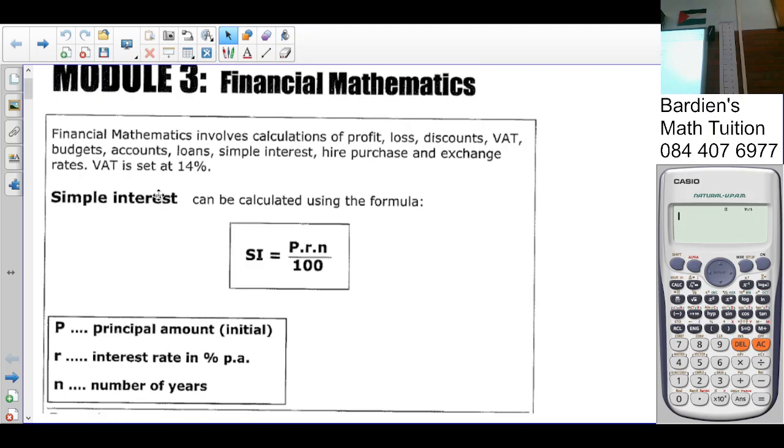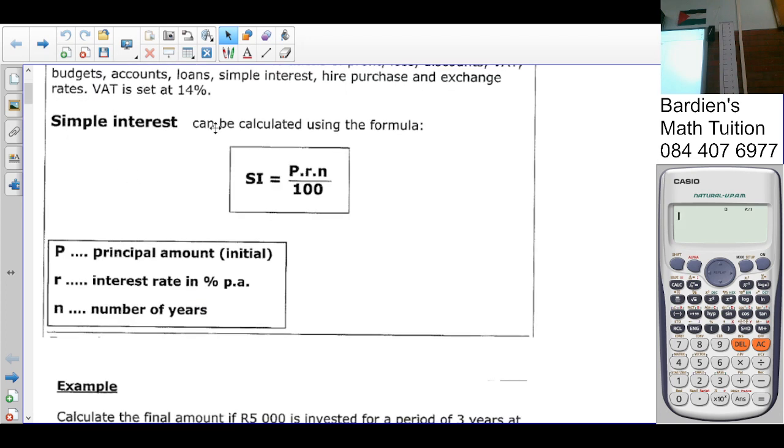So we look at module 3. We are told that simple interest can be calculated using the formula SI is equal to P times R times N over 100. Where P is your principal amount, your initial amount, or the starting amount. Okay? The amount you start off with. R is your rate in percent per annum. Per annum means per year. And N is your number of years. Okay? At this point you made notes on this already.